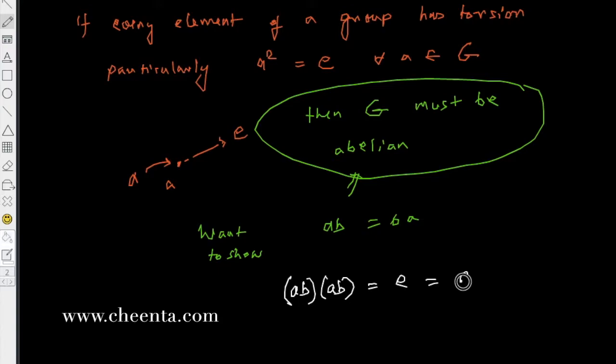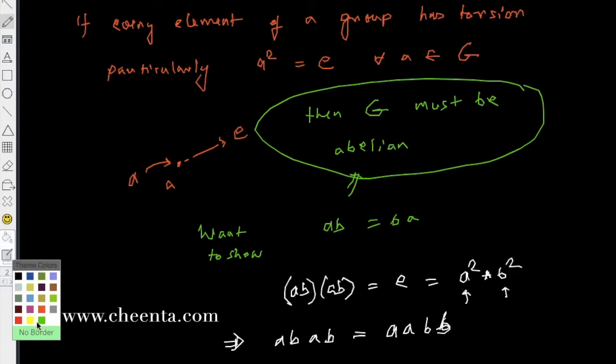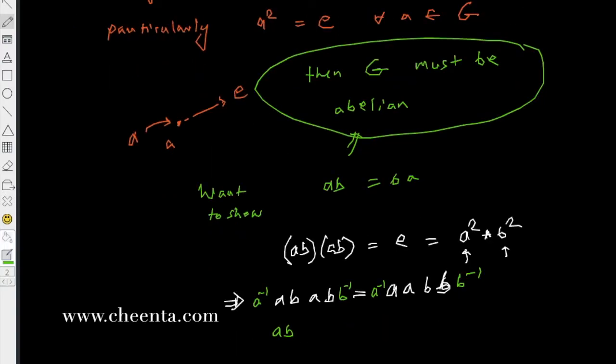But that is also equal to A squared times B squared, right? Because A squared is identity, B squared is identity, because every element squared is identity. So what do we have? We have ABAB equals A squared, which is AA, times BB. And we are done, because we can multiply on the left by A inverse and on the right by B inverse. And we get BA on this side, and this one is AB. So BA becomes equal to AB.